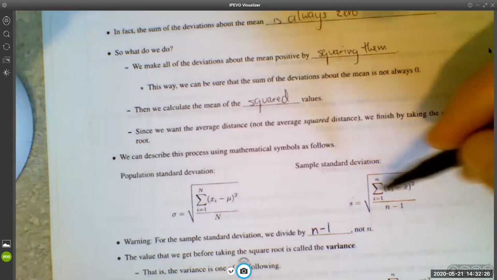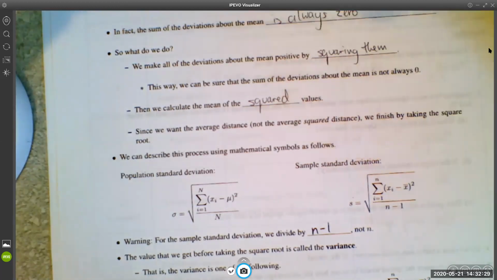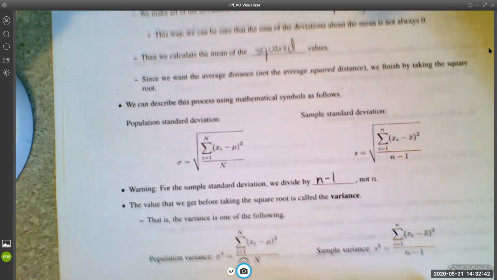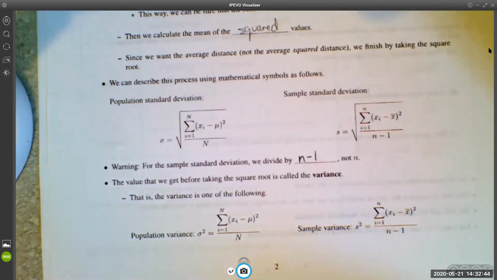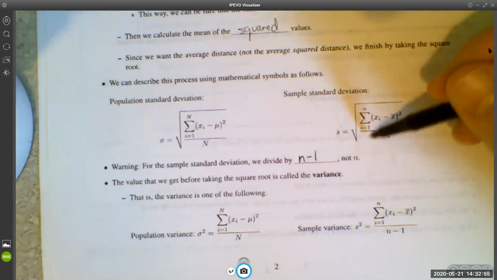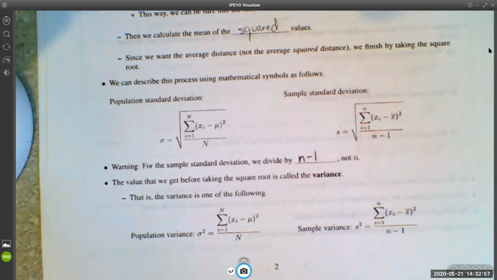And so we offset that by dividing by n minus 1 instead of n. A better mathematical explanation for that is sort of beyond the scope of this course. But if you're interested, you can look up a YouTube video about the expected value of the sample standard deviation or something, and then you'll get a proof of the fact that you need to divide by n minus 1 instead of dividing by n.